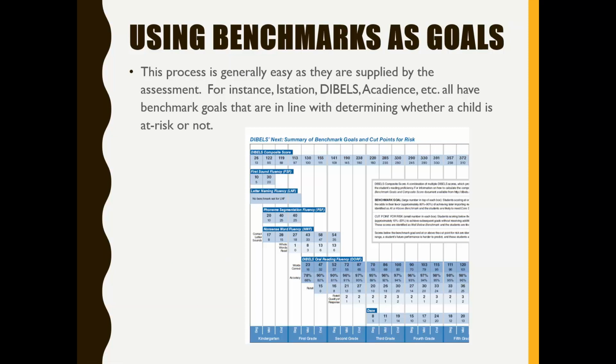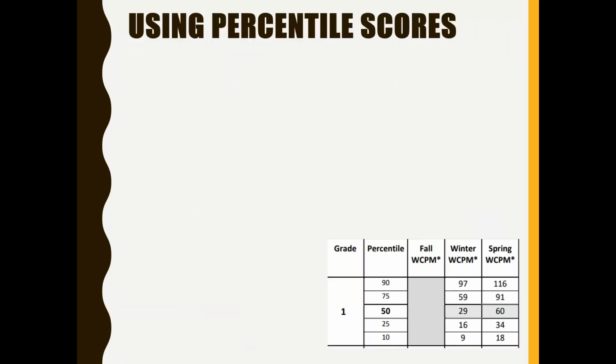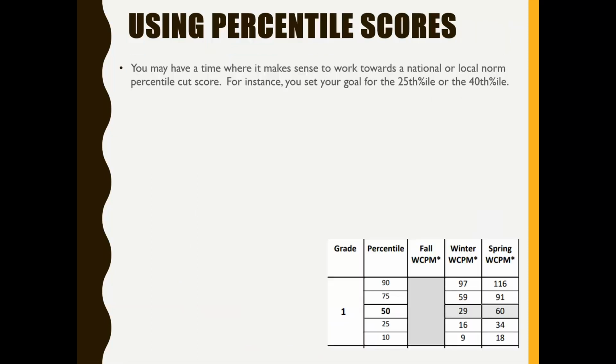So that's kind of an overview of benchmarks. And then again, just to say it, this is an example of what the DIBELS Next or Acadience Now charts look like for their benchmark goals. So another way you could do it is using percentile scores.